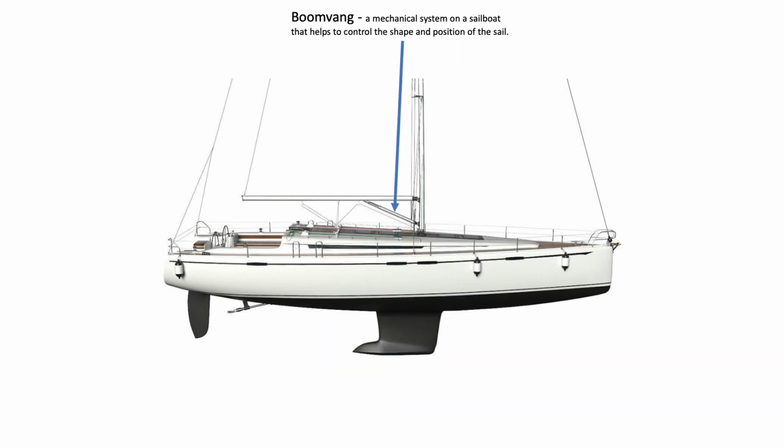The boomvang is a mechanical system on a sailboat that helps to control the shape and position of the mainsail. It consists of either a pole or a block and tackle that is attached to the boom at one end and to the deck or the mast at the other end. The tension on the boomvang can be adjusted by using a winch or other mechanical device. Tensioning the vang will flatten the sail. Cruisers also use the vang to keep the boom from rising when sailing downwind.